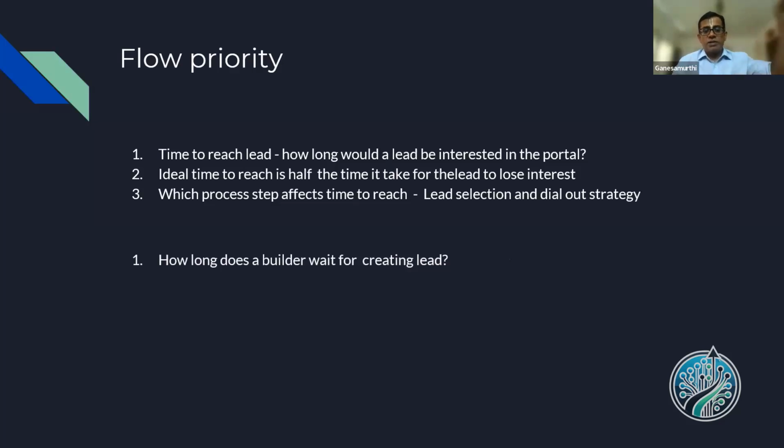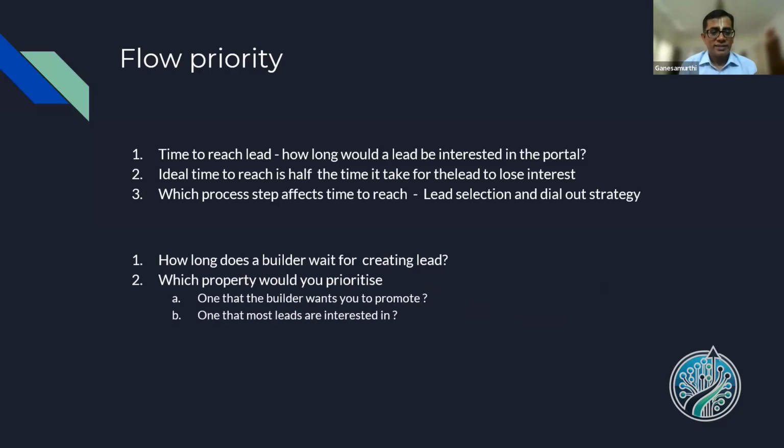Then that's for the supplier side. Now for the customer side, how long does a business builder wait for creating a lead? A builder has contracted you. In the first few days, if you are not able to give him leads, he's not going to remember you. And in 2 weeks time, he will actually revoke the contract and say, I don't want it. Within the first 2 weeks, you should generate some leads. That's a constraint for you.